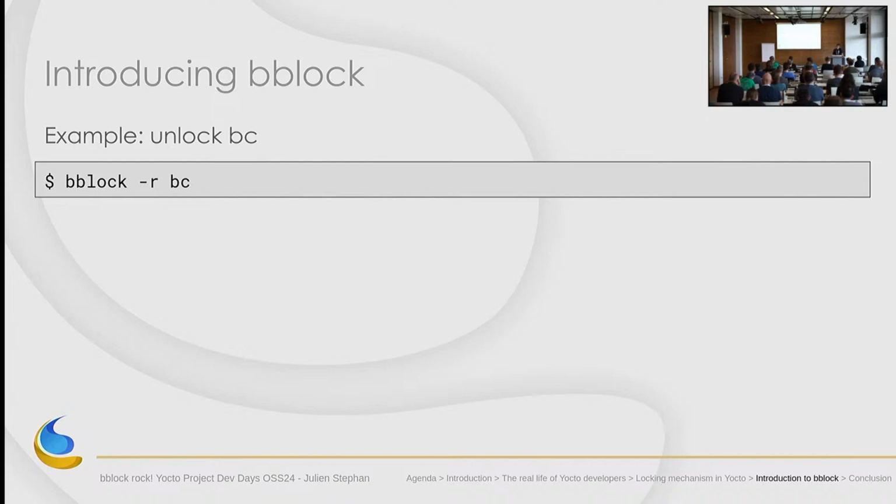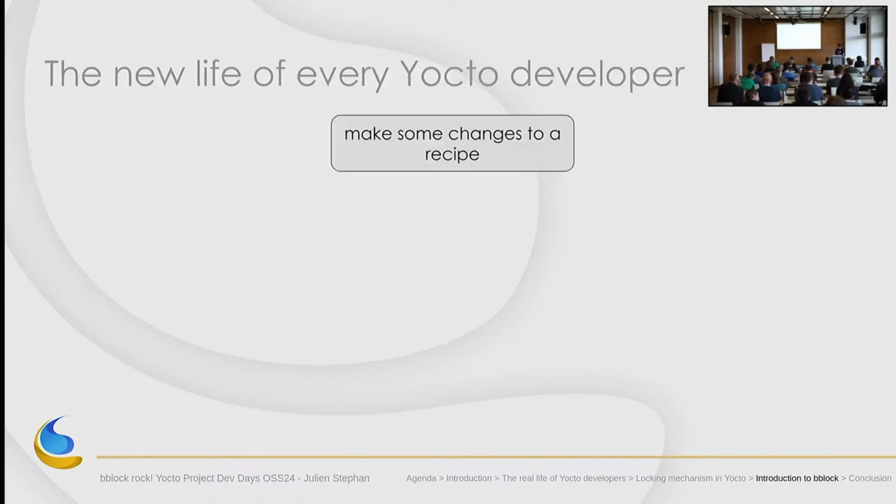If you want to unlock bc, you just have to run bblock -r bc, or if you omit everything, it will unlock all recipes at once. That's pretty convenient. So now let's go back to our Yocto workflow. We are still Yocto developers, right? So we will still do some changes to recipes. But before doing that, now we have a new tool, which is bblock. And before doing any change, we will lock recipes that we know for sure it is safe to lock. It is important to do it before doing the changes.